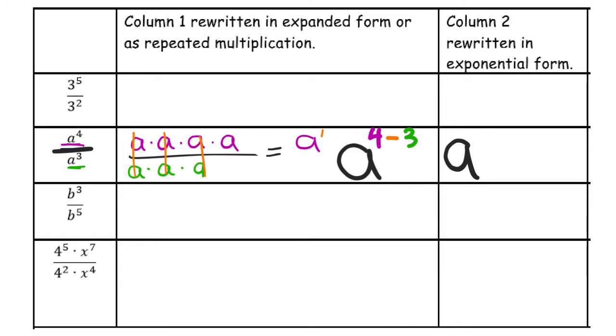Now, of course, I'm going to make that a phantom 1 right there. So it's just a. But that 1 is still there. That exponent of 1 is still there. It just made it a phantom 1, so you can't see it. Which is why phantom numbers are so creepy.